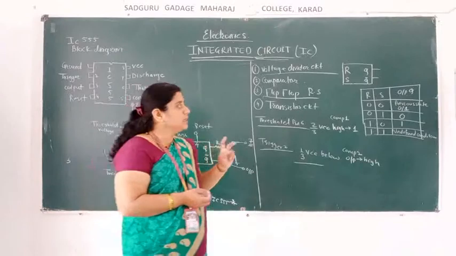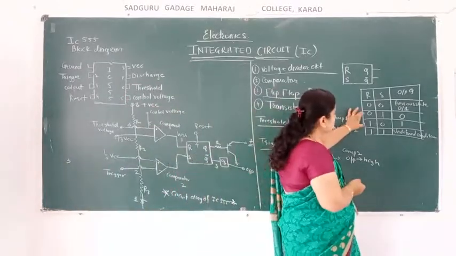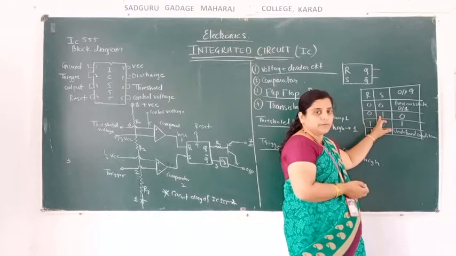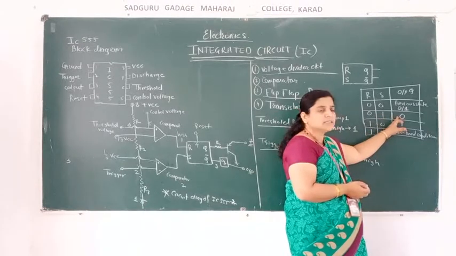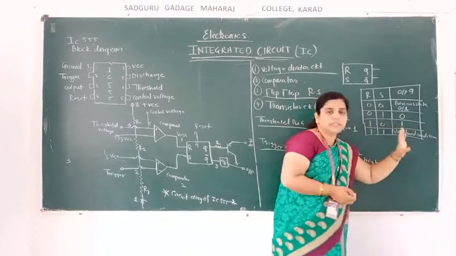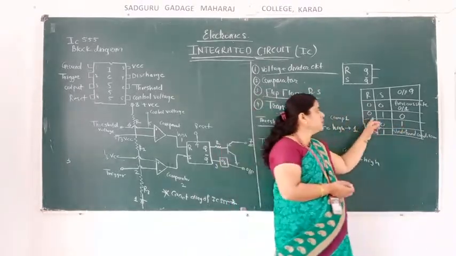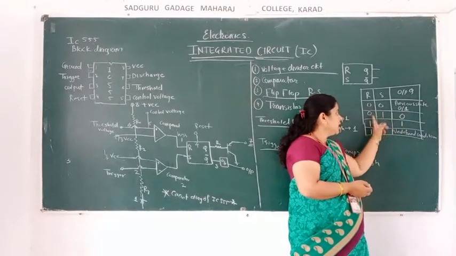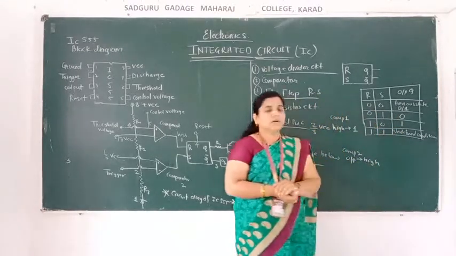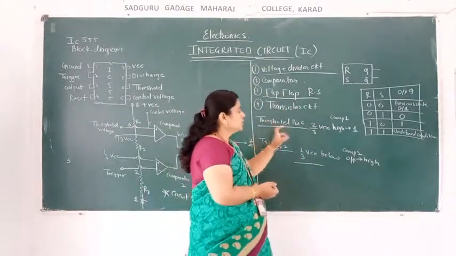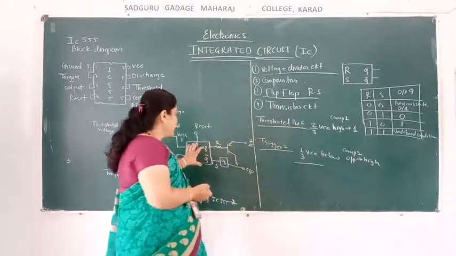So basically in RS flip-flop 2 conditions are considered, where if one of the inputs is high, then the output is 0. If one of the inputs is low, then the output is 1. Means simply if S is 1, R is 0, then output will be 0. If R is 1 and S is 0, then output will be 1. So this is the block diagram and truth table for the RS flip-flop.